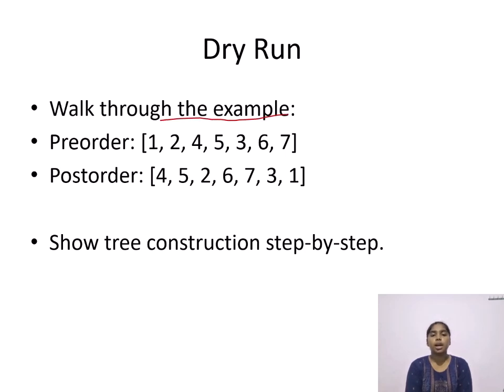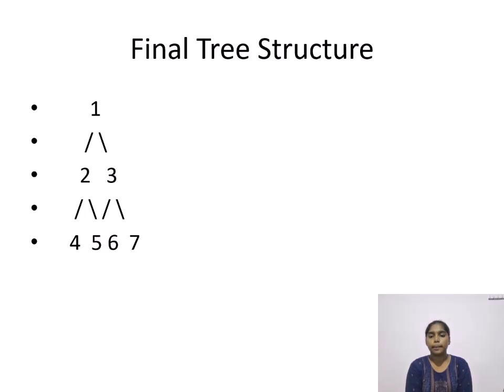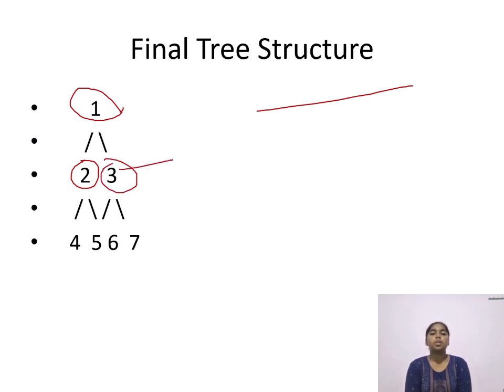Walk through an example: here are the pre-order and post-order examples, and here we are going to show the tree construction step by step. And this is the final tree structure. Here 1 is the root node, and 2 is lesser compared to 3, so it is the left subtree, and 3 is the right subtree. And here are the children of 2, and here are the children of 3.